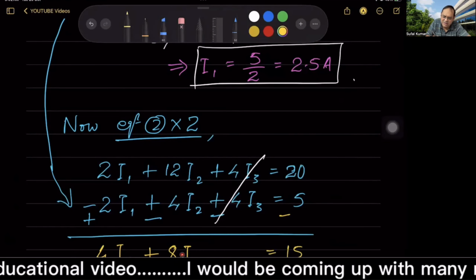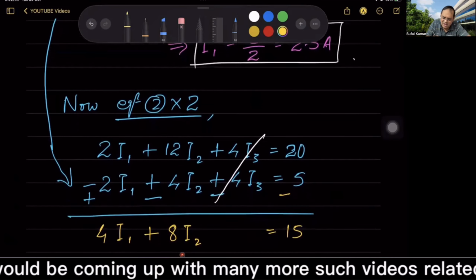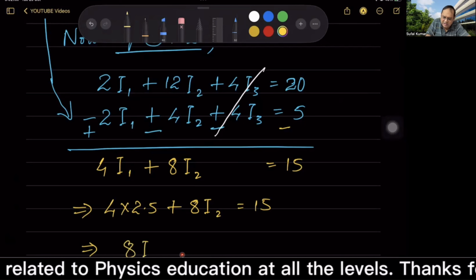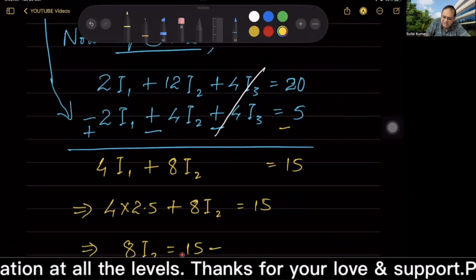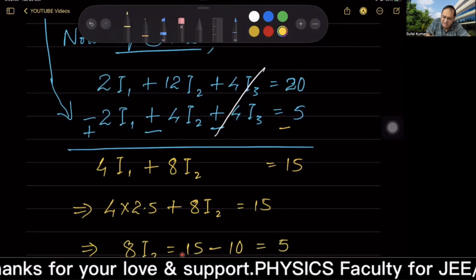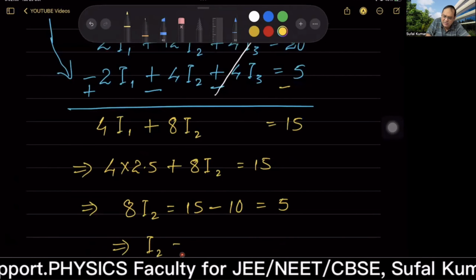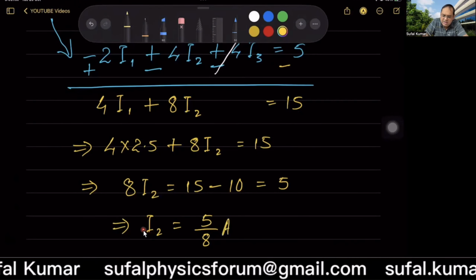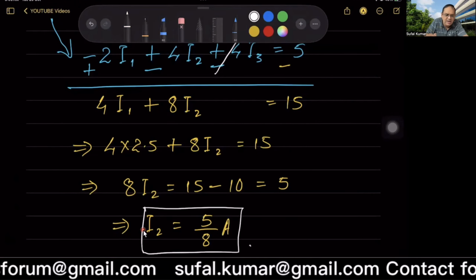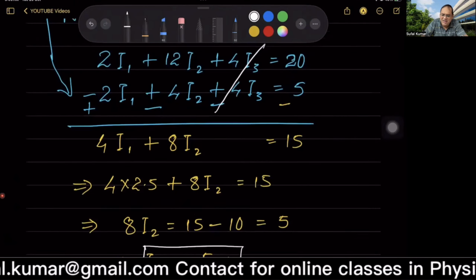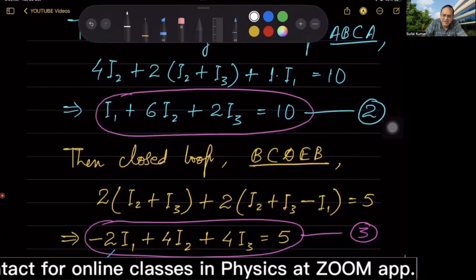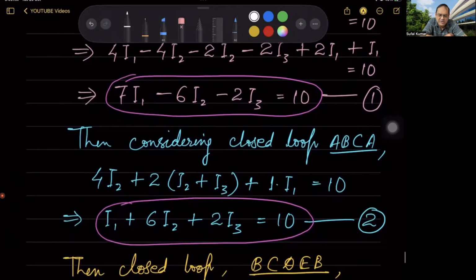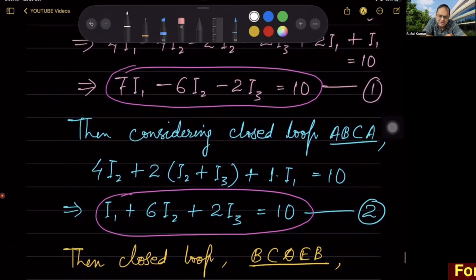But I1 value we already have, that is 2.5. This is 2.5 into 4, that is 10. 8I2 is 15 minus 10, is equal to 5. It implies that I2 is 5 by 8. Let's check. Yeah, it is correct. I2 is also done. And hence these two values could be substituted in equation number 1 or any equation, whichever you like.